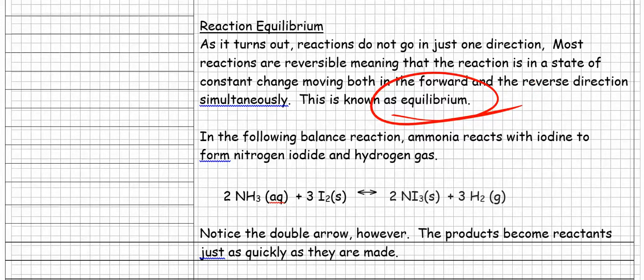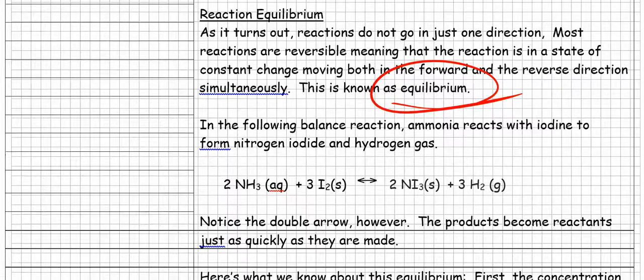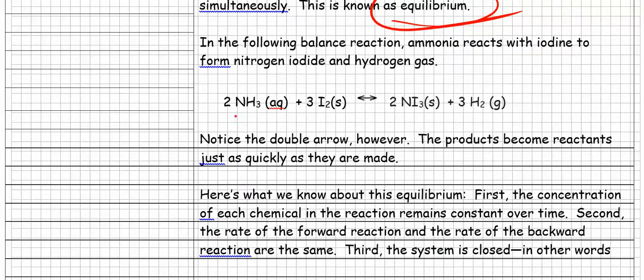So equilibrium then, in the following balanced reaction, ammonia reacts with iodine to form nitrogen iodide and hydrogen gas. All right, so this is the reaction here. We have ammonia plus iodine yields nitrogen iodide and hydrogen gas. Now notice the double-headed arrow, the arrow going back and forth. So what that tells us is that when 2 parts of ammonia are reacted with 3 parts of iodine, it forms 3 parts of nitrogen iodide and 3 parts of hydrogen gas. But just as quickly, it goes back the other way. So it's in this equilibrium going back and forth.